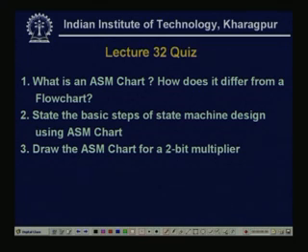So the 3 basic steps: drawing the ASM chart, deriving the logic equations, and from there the hardware implementation we have to do for a 2-bit multiplier.